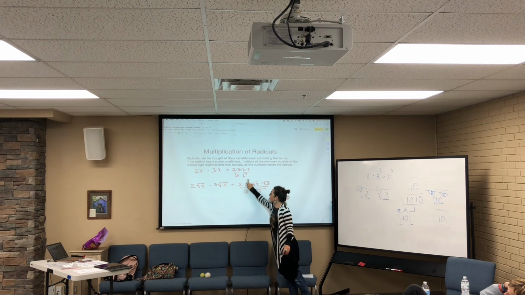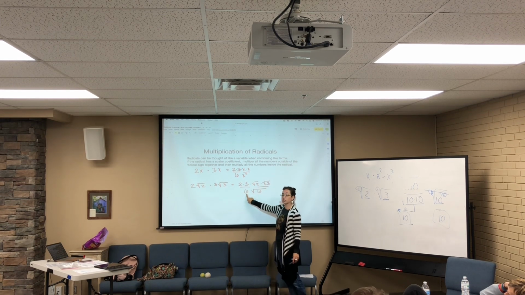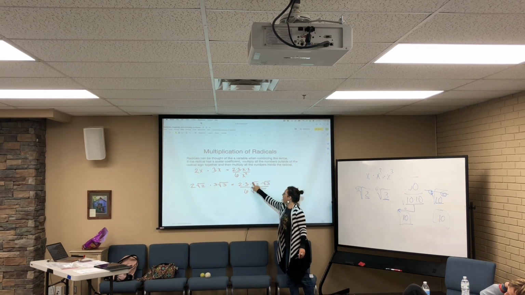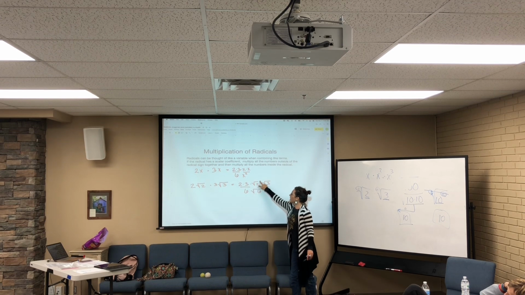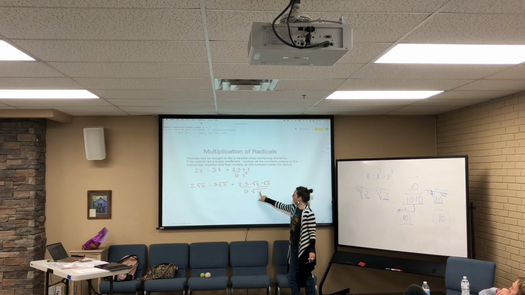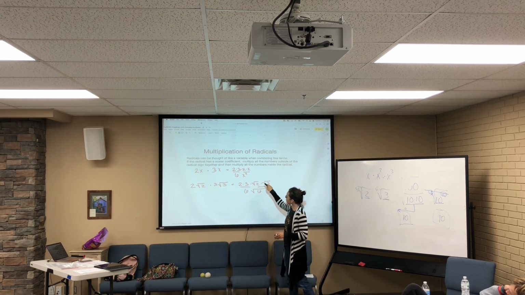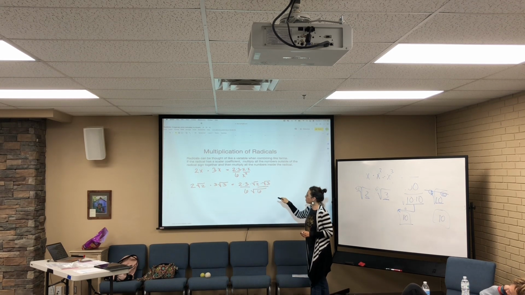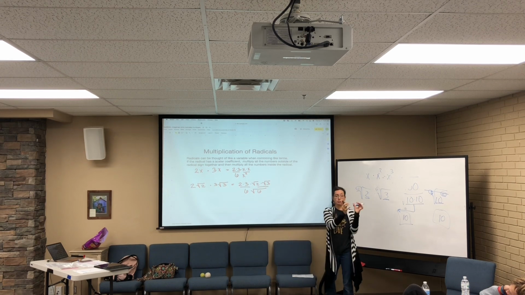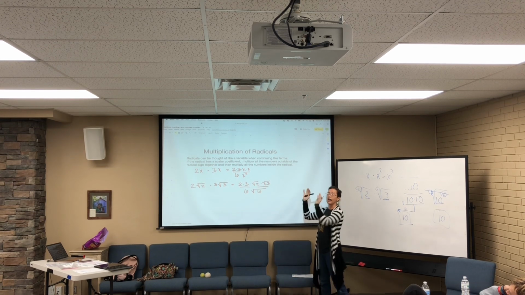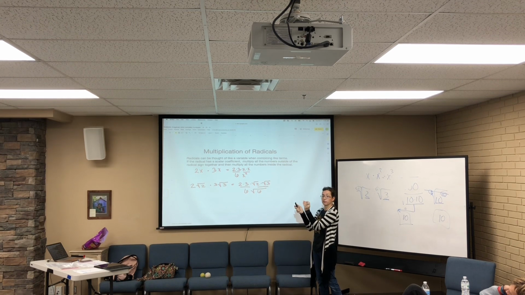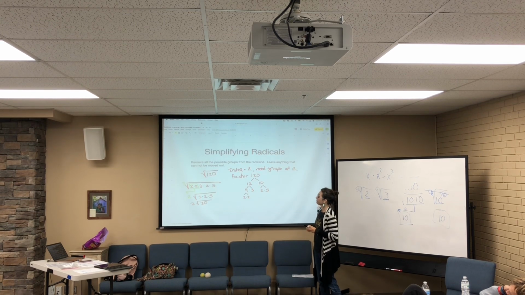So our coefficients get multiplied and they stay as a coefficient in front. So 2 times 3 is 6. Our radicals get multiplied. They have to stay under the radical sign. So I still need a group of 2. Square root of 2 times 3 is 6. So in the same way that we combined our coefficients and then we combined our variables, we do the same thing with radicals. We have to do the coefficient part together, and then we have to do the radical part. Any questions for that one?